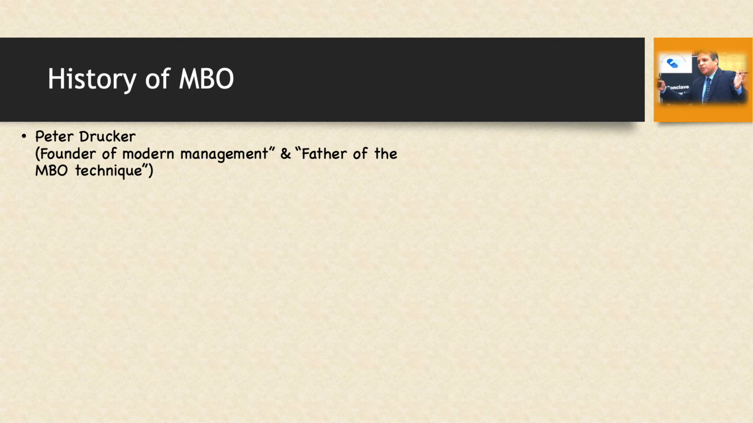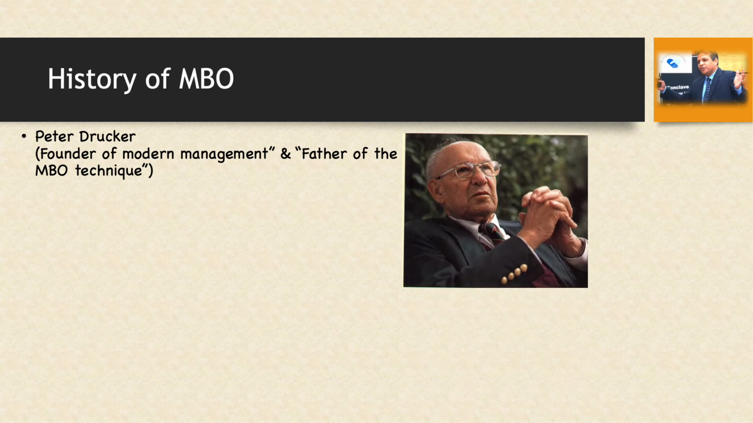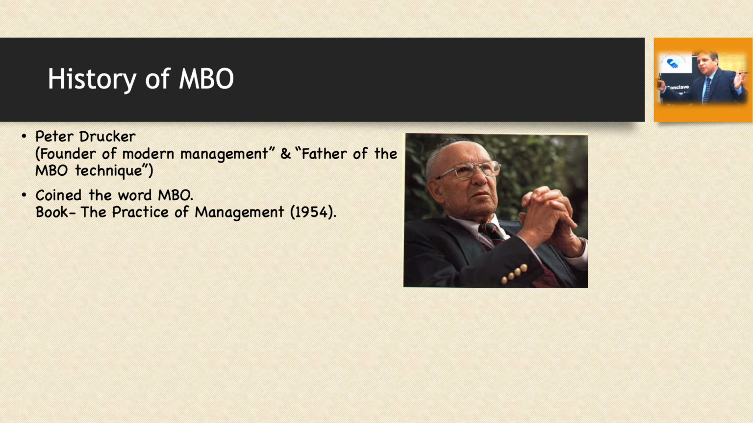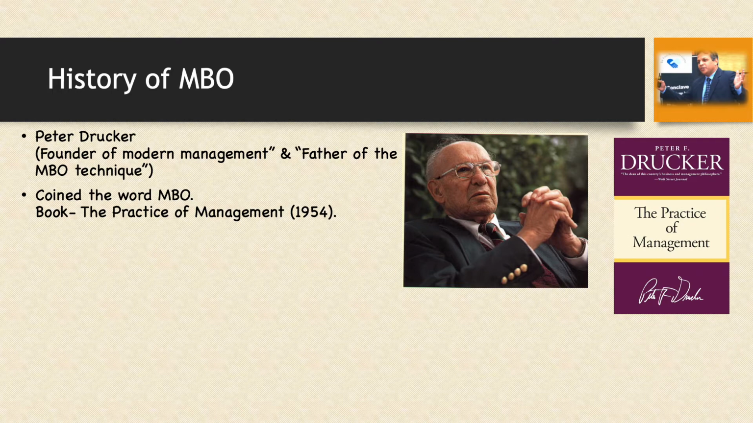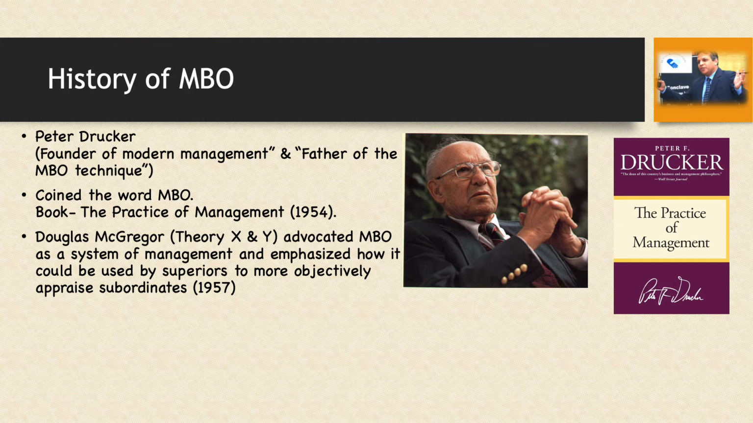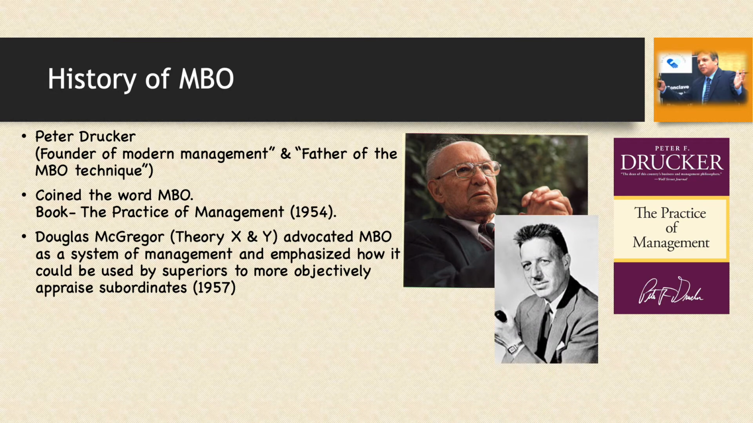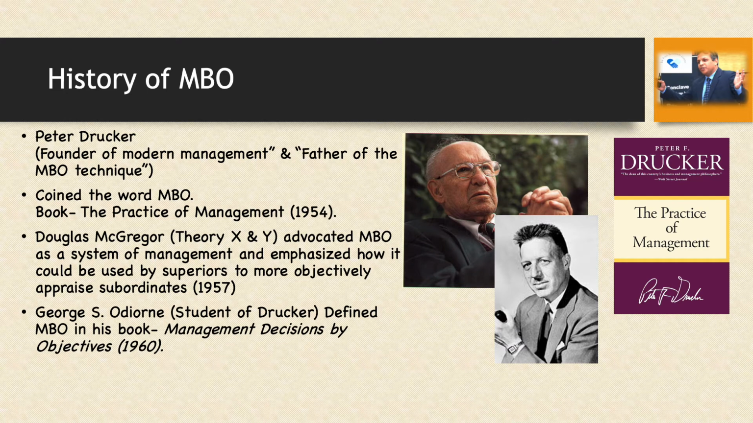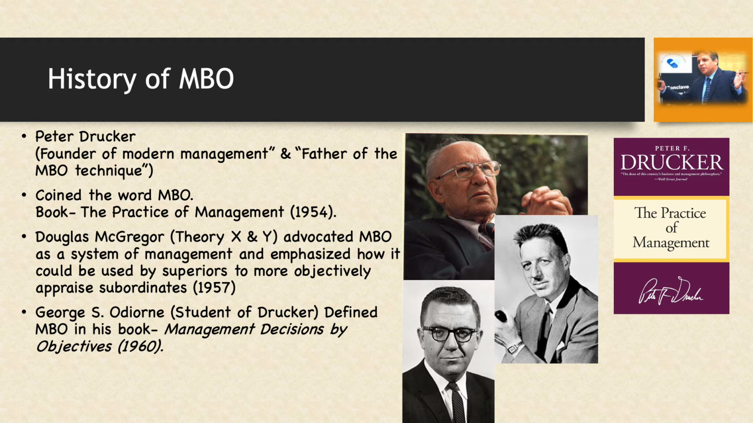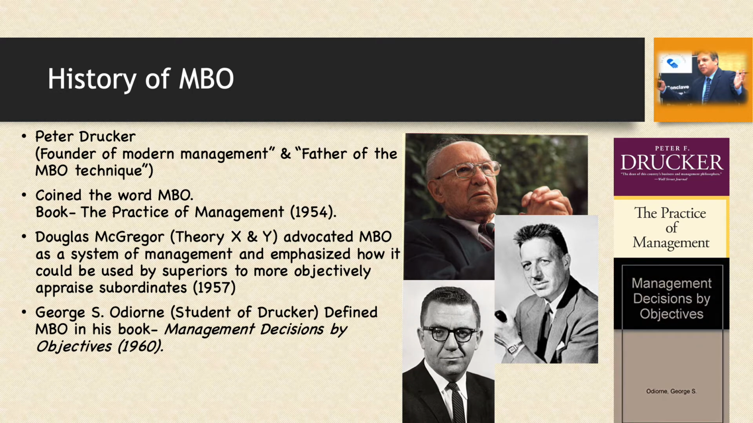Well, it was Peter Drucker, the founder of modern management and father of the MBO technique. He was the one who coined the word MBO in his famous book, The Practice of Management in 1954. Then we had Douglas McGregor, famous for his Theory X and Y. He advocated MBO as a system of management and emphasized how it could be used by superiors to more objectively appraise their subordinates. George Odiorne, the student of Drucker, defined MBO in his famous book Management Decisions by Objectives in 1960.